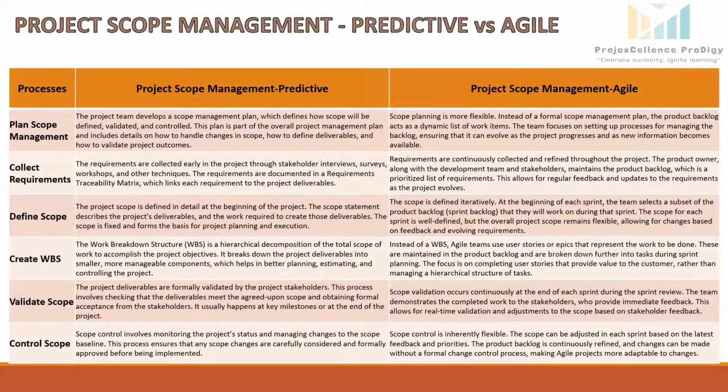Next topic is project scope management, predictive versus agile. In a predictive or waterfall approach, the project and product scope are defined early in the project and are typically fixed.